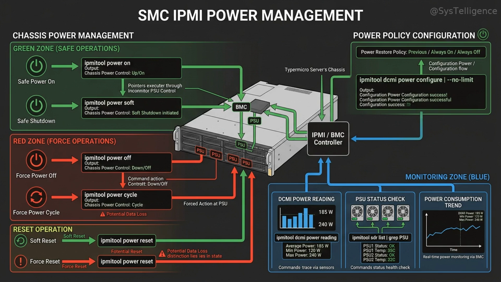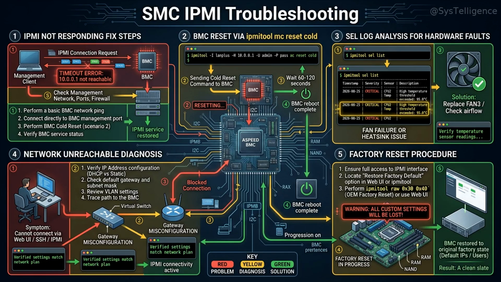Use ipmitool chassis power cycle to power off and then power on again. Use ipmitool chassis power reset to perform an immediate hard reset. Monitor power consumption with ipmitool DCMI power reading. This shows live wattage consumption from the server power supplies. Always prefer chassis power soft in production to protect data integrity.